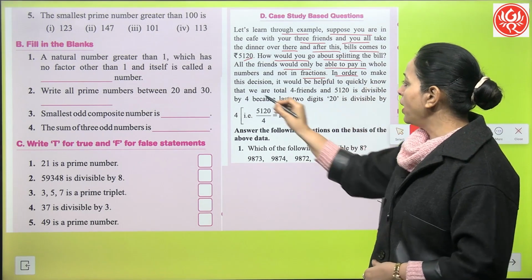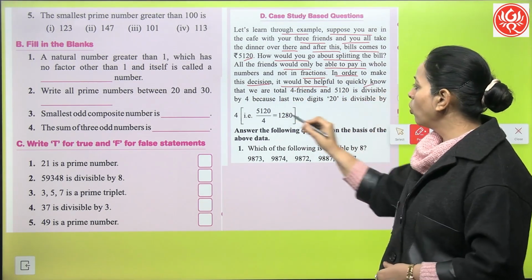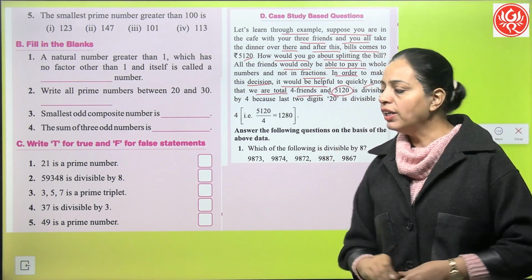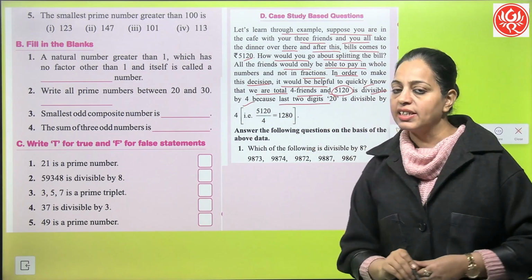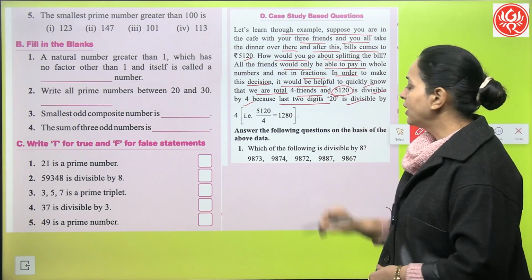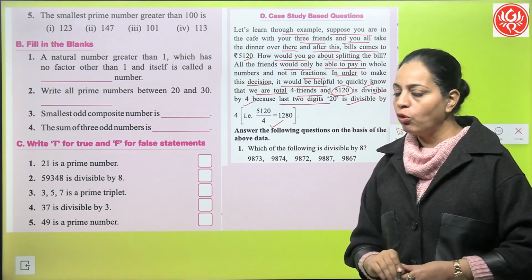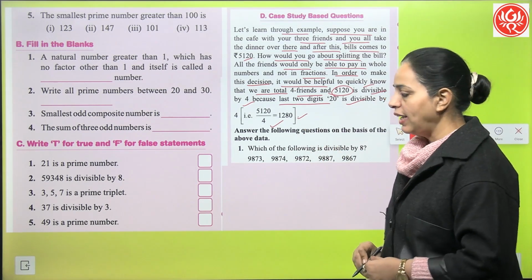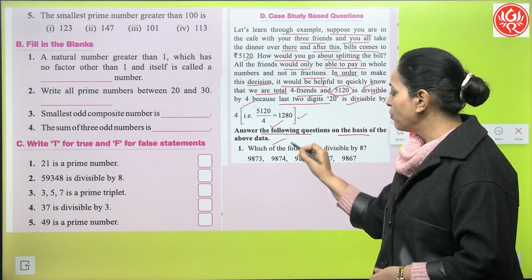So in order to make this decision, it would be helpful to quickly know that we are 4 friends in total, and 5,120 is divisible by 4 because the last two digits are 20 and it is divisible by 4. So divide this amount by 4. This is the value: 1280. Okay.